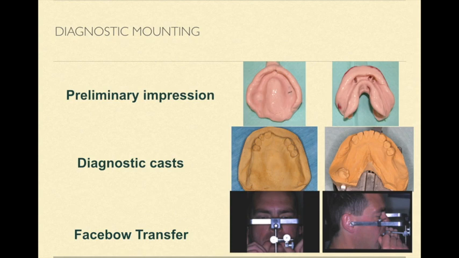When you do a diagnostic mounting, first of all, you need to use alginate to take a preliminary impression, pour out the diagnostic cast, then do a facebow and interocclusal registration, then mount on the articulator.